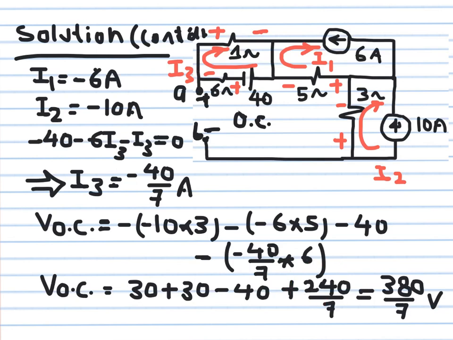If you sum all this, so these two will give you only 20. So 7 by 20 will give you 140. You add to 240, you get 380. So this is what we got. This is the open circuit voltage, 380 over 7 volts.